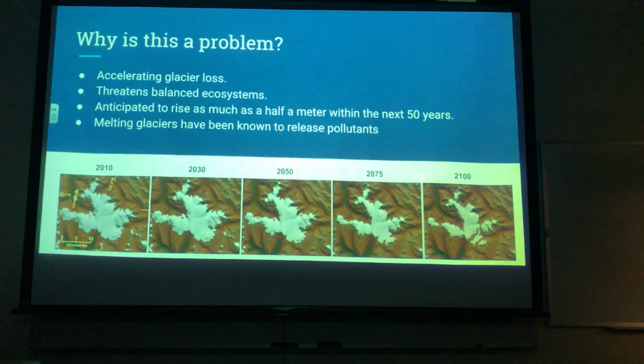Melting glaciers have been known to release pollutants like DDT and PCBs into the environment, which could seriously harm wildlife and local ecosystems. The picture below shows, by the end of the century, the ice that will be lost.